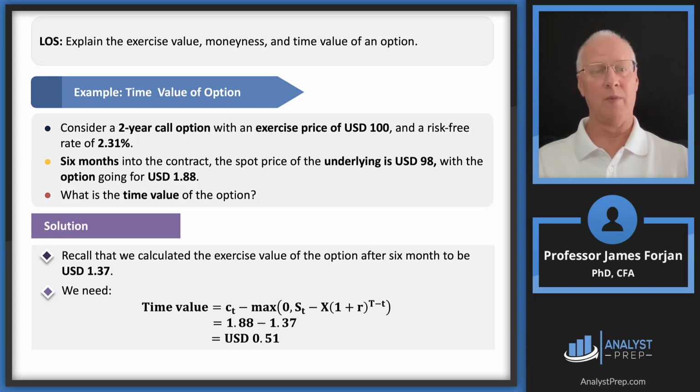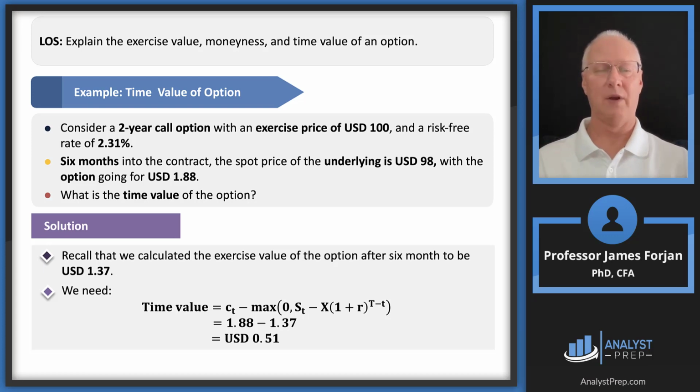So what did I just say a moment ago? Option premiums, or option prices, have two components. They have time value, in this case 51 cents, and they have exercise value, in this case $1.37. I ask these questions in my investments class and my derivative securities class all the time, so I'm guessing this is a highly likely exam question for you on the Level 1 exam.